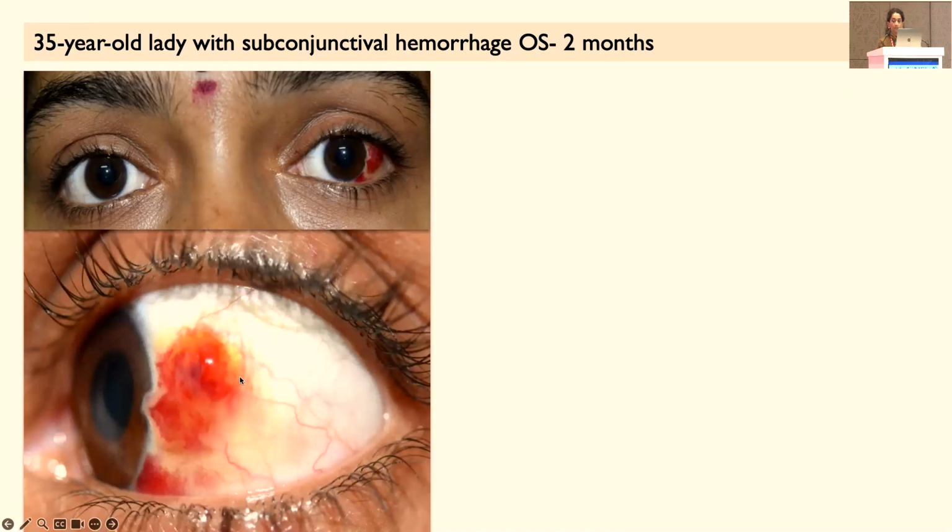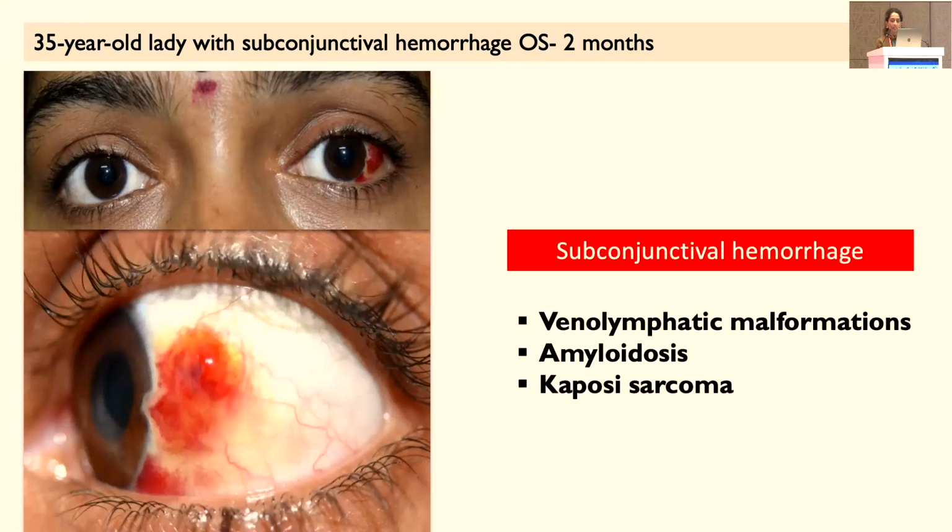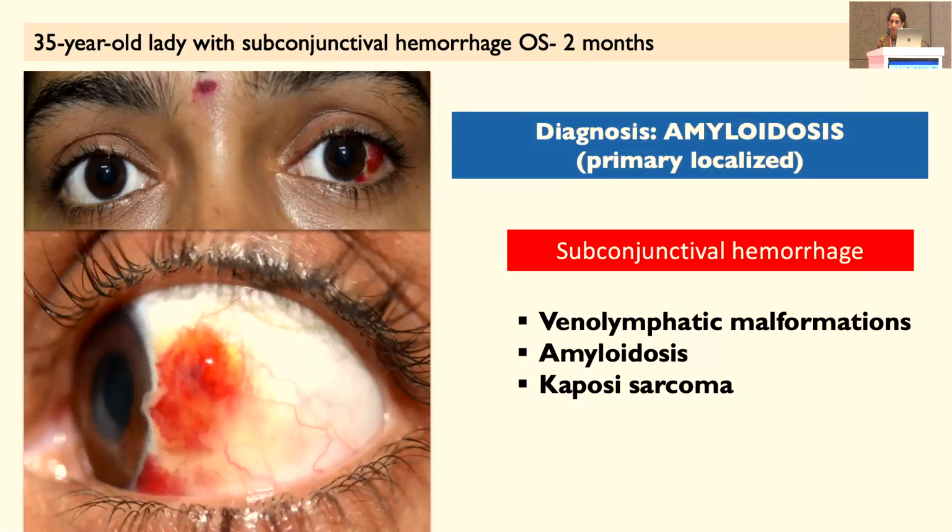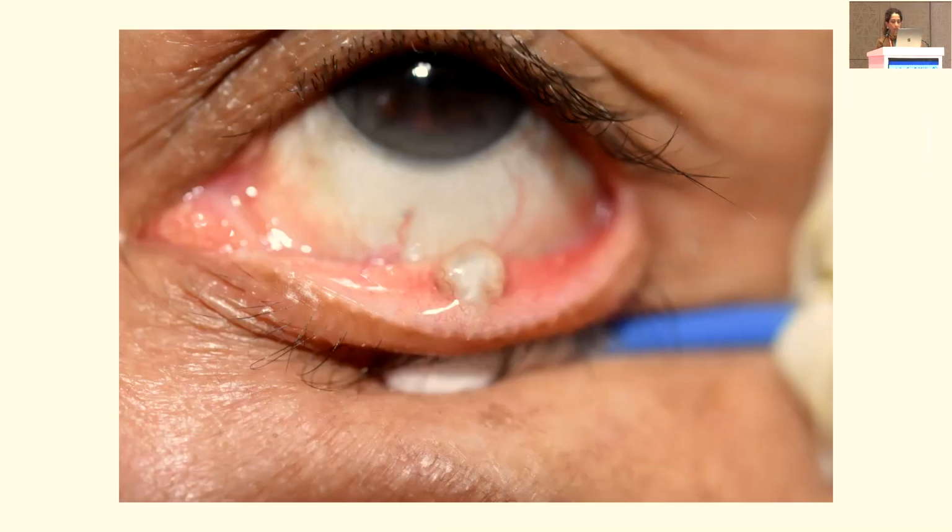Anju knows the answer. Lymphangiectasia is one of the diagnoses, yes. Anything else? Awesome. So this was subconjunctival hemorrhage, and these are the things that we usually think of: venolymphatic malformation, amyloidosis, and the worst, Kaposi sarcoma. This was amyloidosis, and this was primary and localized.